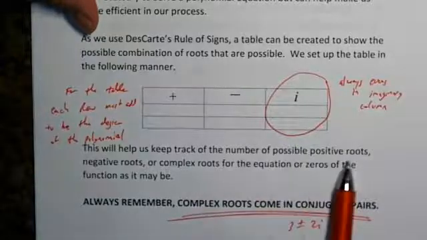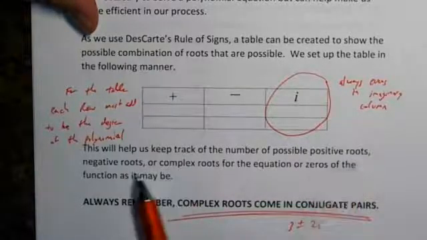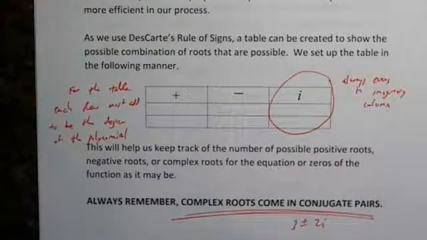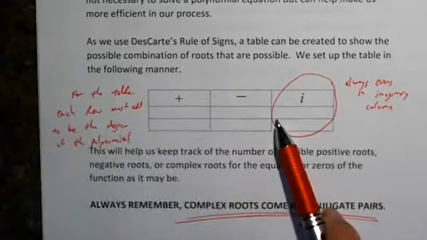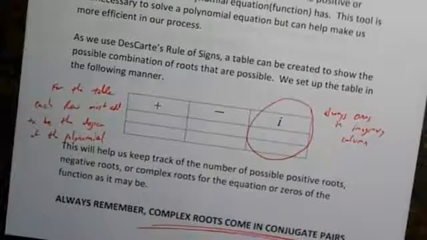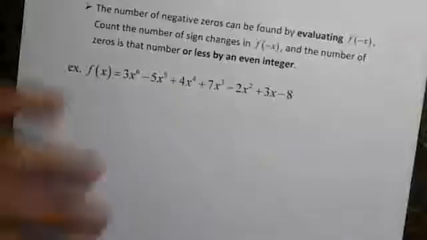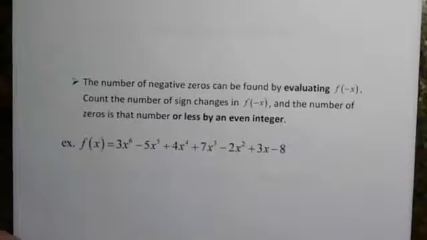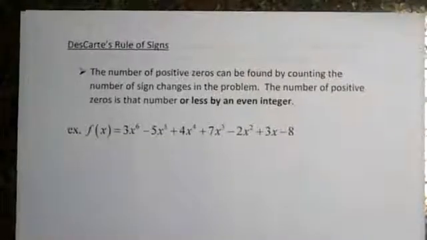This will help us keep track of the number of possible positive roots, negative roots, or complex roots of the equation, or whatever the function may be. Okay. I'm never going to ask you for the table on a test or quiz. On a test or quiz, I'll just ask you, according to Descartes' rule of signs, how many possible positive zeros are there, or how many possible negative zeros. You'll see just like the questions here. So don't worry about the table. The table can be a little tricky. Don't worry about that. Okay, Descartes' rule of signs.